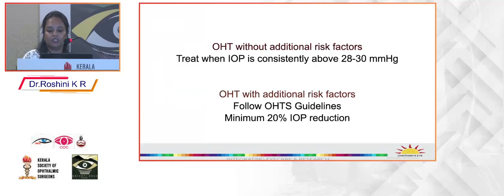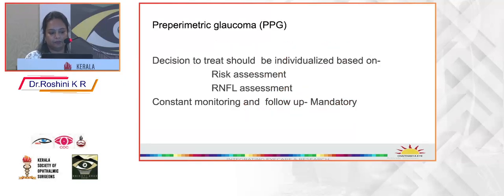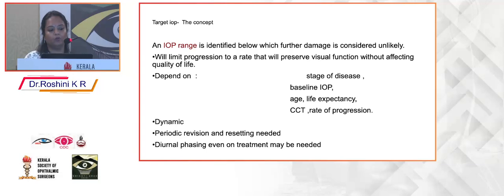OHT without additional risk factors: treat when the IOP is consistently above 28 to 30 millimeters of mercury. OHT with additional risk factors: follow OHTS guidelines. Minimum 20% IOP reduction is needed. In pre-perimetric glaucoma, the decision to treat should be individualized based on risk assessment and RNFL assessment, and constant monitoring and follow-up is mandatory in pre-perimetric glaucoma. So the concept of target IOP should be clear.